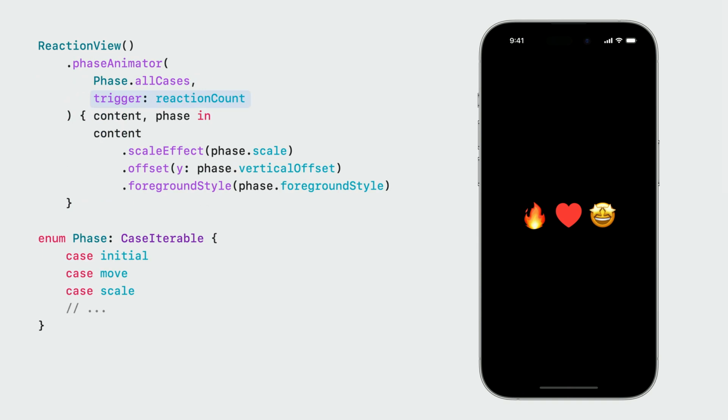We add the phase animator modifier, but this time we give it a trigger value. When we give the phase animator modifier a trigger value, it observes the value that you specify for changes, and when a change occurs, it begins animating through the phases that you specify. Using the computed properties that we defined on the phase type, we apply modifiers to the view.